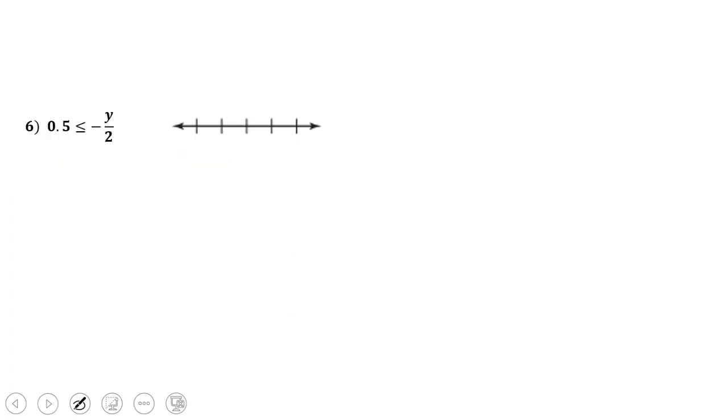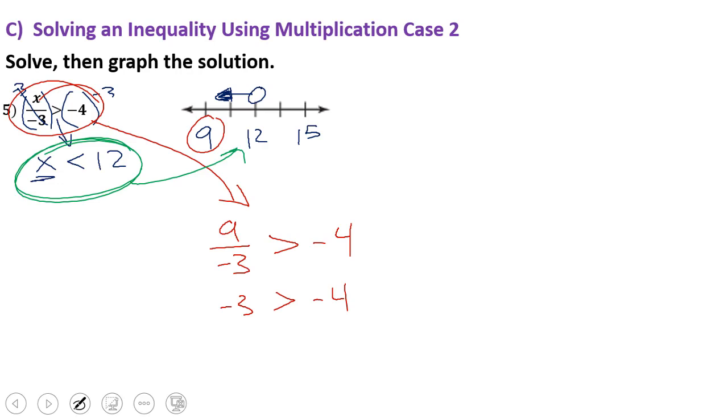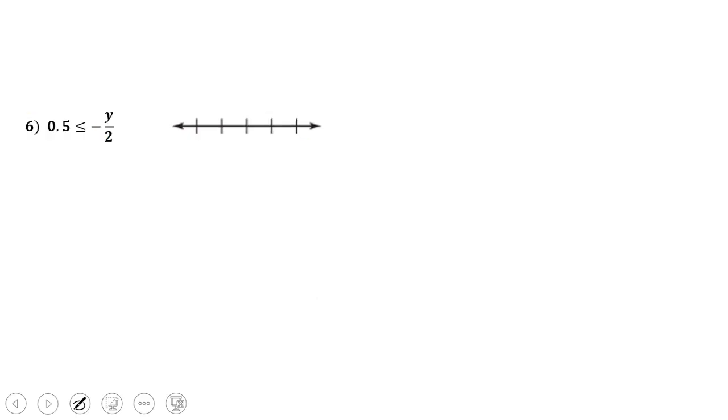Moving right along. You might want to pause, write all that down, and then join me for the next example. Example 6.